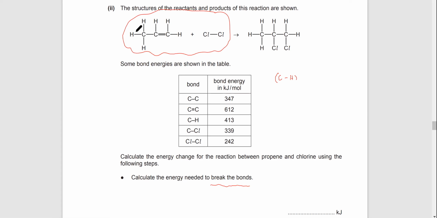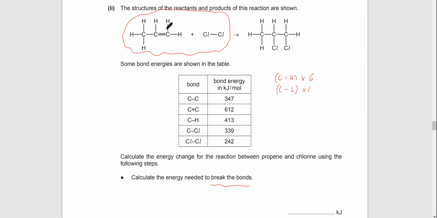This is one CH, another CH, another CH. So it's 1, 2, 3, 4, 5, and 6. So you have to break 6 C-H bonds. फिर और कौन से bonds तोड़े? There's a C-C bond that needs to go, but there's only one of them.